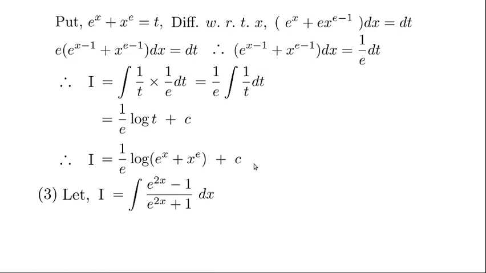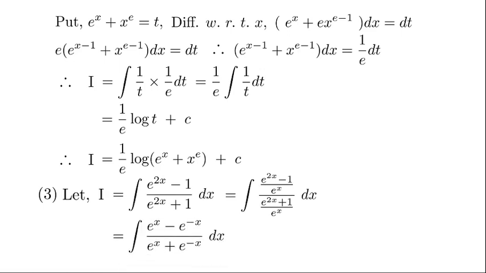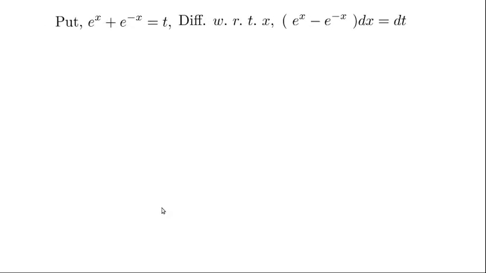So next one is integration of e raised to 2x minus 1 upon e raised to 2x plus 1 dx. So here we divide numerator and denominator by e raised to x. So that gives you e raised to x minus e raised to minus x upon e raised to x plus e raised to minus x dx. It's clearly seen that the derivative of the denominator works out to be the numerator. Therefore, we substitute e raised to x plus e raised to minus x equal to t, differentiate with respect to x, e raised to x minus e raised to minus x dx equal to dt.